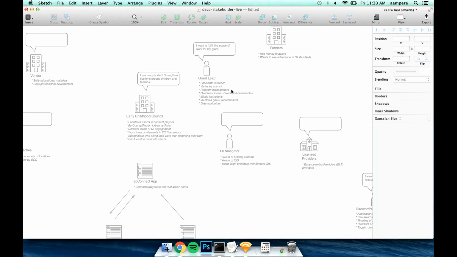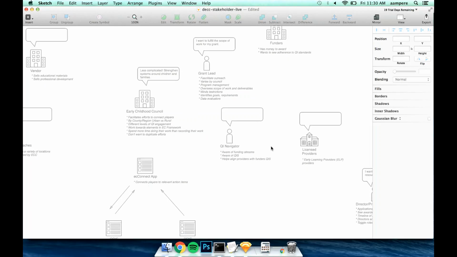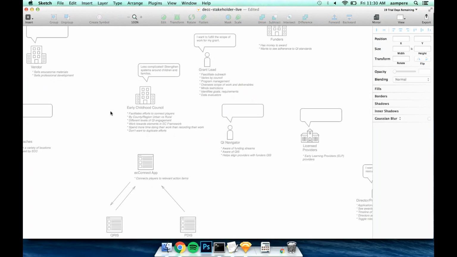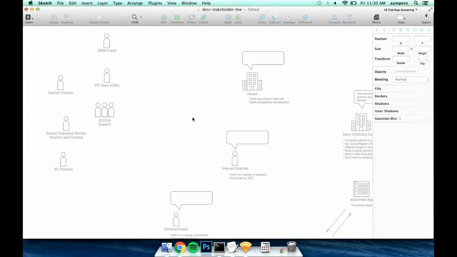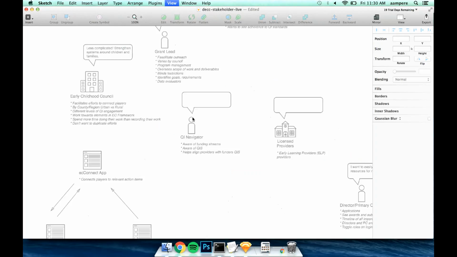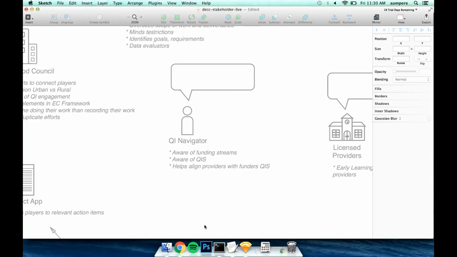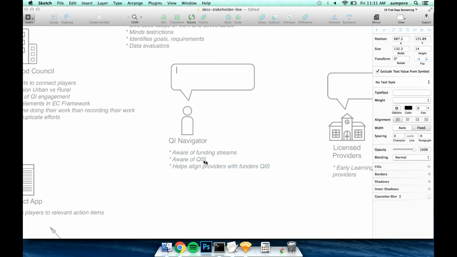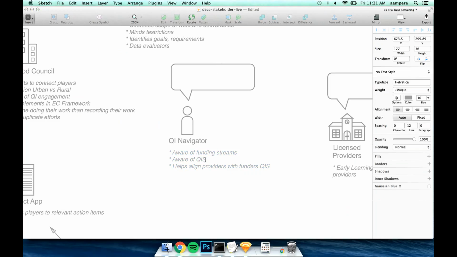Who was it? Someone from the sideboard that we were going to pull in here. Let's see. Oh, I think we're going to do QI Navigator. Okay, great. QI Navigator it is. So I have aware of funding streams, aware of QIS, helps align providers with funders. And QIS, I think you're using quality improvement standard, which is not, surprisingly, an abbreviation we use at this time. So is there something else that we want to say there instead?